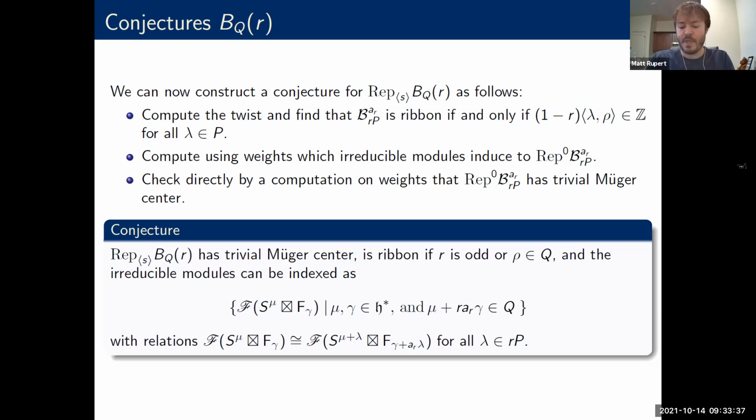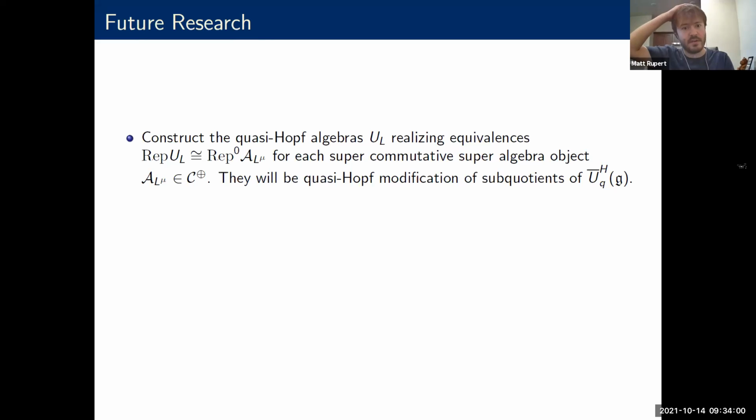What we've really done here is we've constructed large families of categories. We know when these categories are ribbon, we know when they're finite, we know when they're non-degenerate, and we've made some predictions about associated VOAs. So I'd like to finish off here by talking about some potential future research directions that I think are especially interesting.